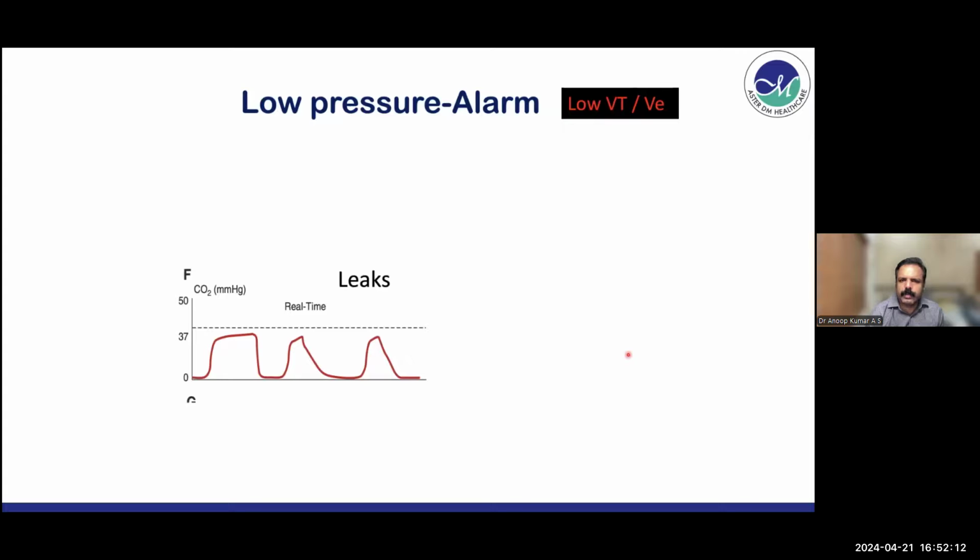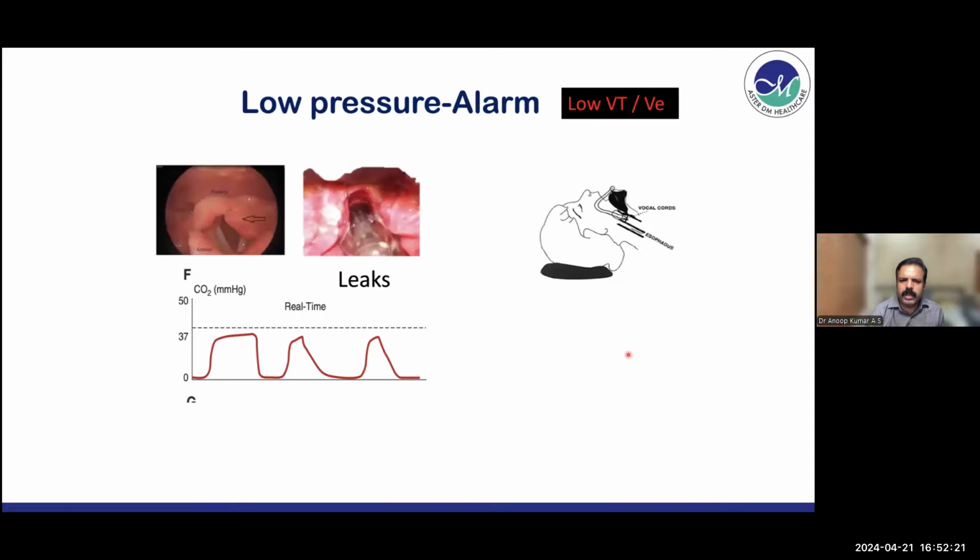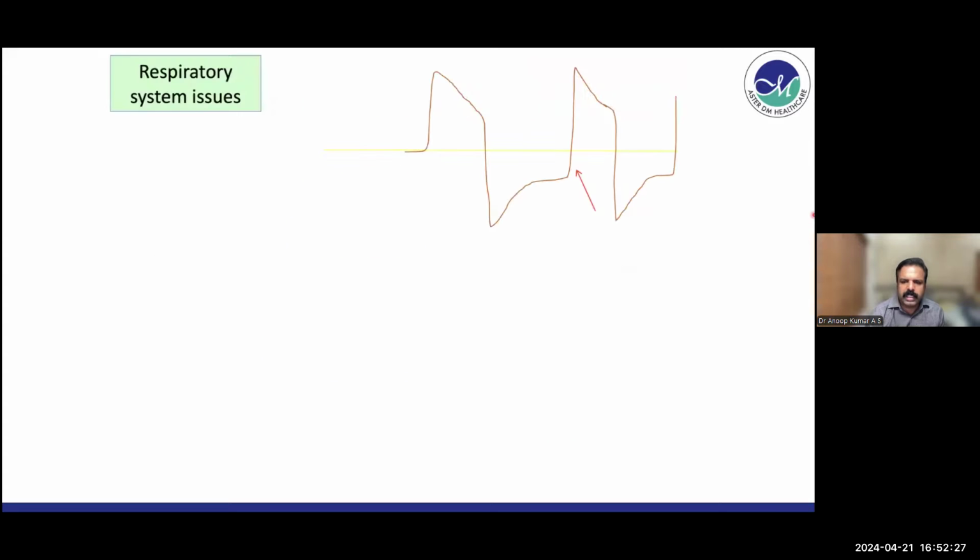Sometimes you can have a low pressure alarm, like low tidal volume, low minute ventilation, or low expiratory volume, etc. It can be because of a leak. A leak can be there in the tube, or as you can see, if the tube has completely dislodged, or if it has partially come out, that can also cause a leak.